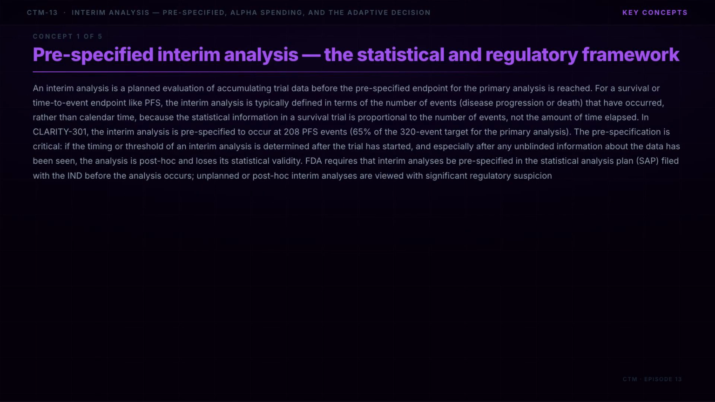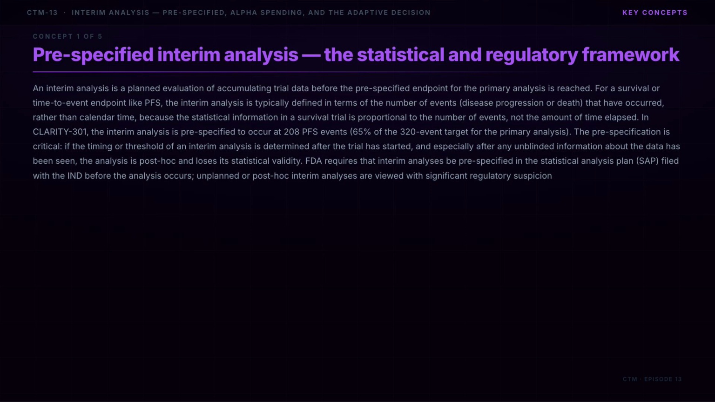Pre-specified interim analysis, the statistical and regulatory framework. An interim analysis is a planned evaluation of accumulating trial data before the pre-specified endpoint for the primary analysis is reached. For a survival or time-to-event endpoint like PFS, the interim analysis is typically defined in terms of the number of events, disease progression or death, that have occurred rather than calendar time, because the statistical information in a survival trial is proportional to the number of events, not the amount of time elapsed. In Clarity 301, the interim analysis is pre-specified to occur at 208 PFS events, 65% of the 320 event target for the primary analysis.